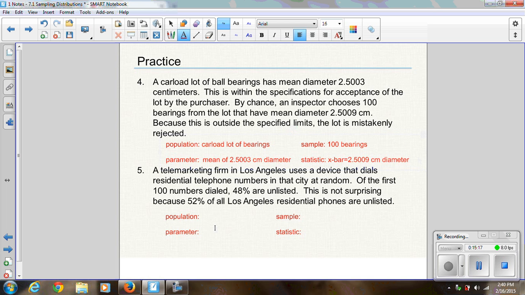Okay, and then in number 5, it says a telemarketing firm in LA uses a device that dials residential telephone numbers in that city at random. Of the first 100 numbers dialed, 48% are unlisted. This is not surprising because 52% of all LA residential phones are unlisted. So the population would be all LA households.